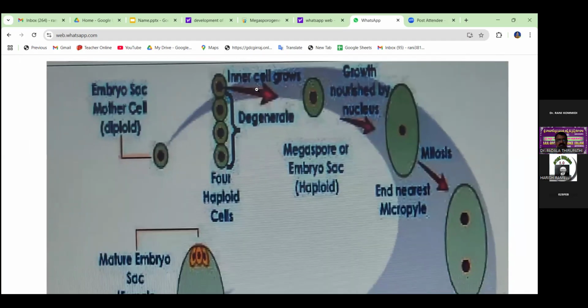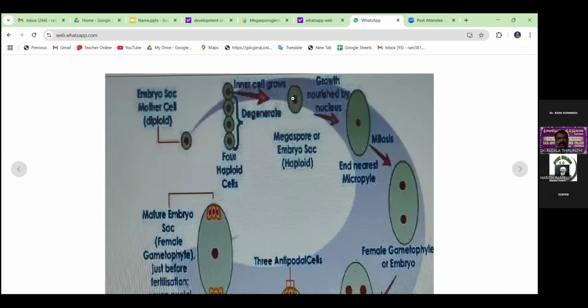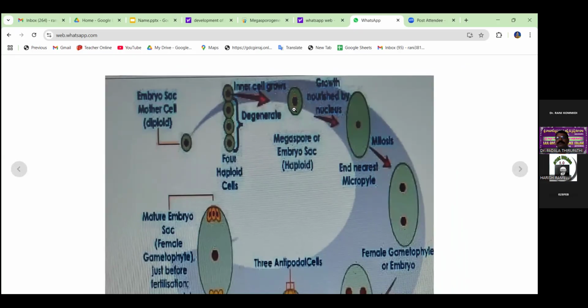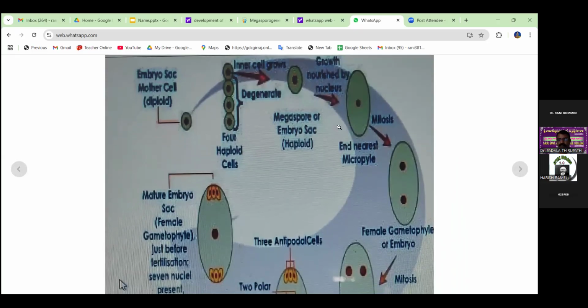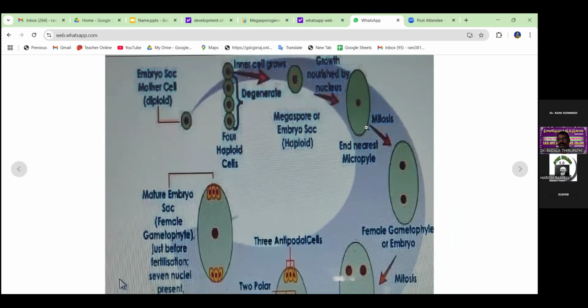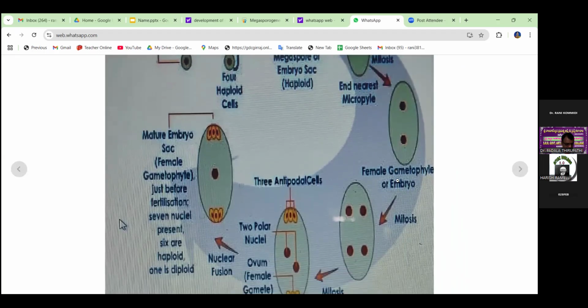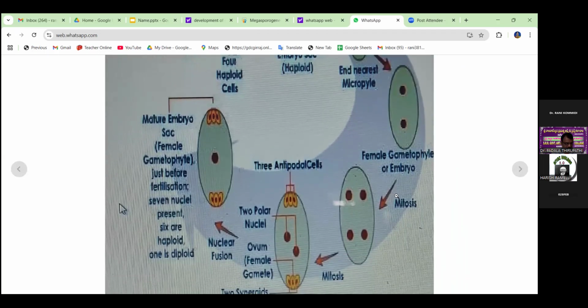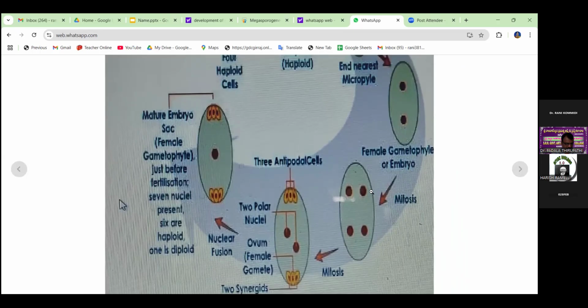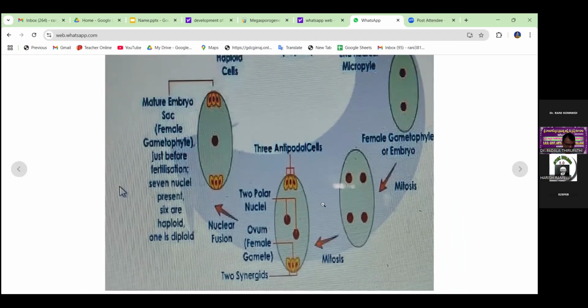So this is the complete functional cell. The inner cell grows, and it will undergo continuous divisions. The growth is nourished by the nucleus, undergoes mitotic division, and enters nearest the micropyle. So this is the female gametophyte of the embryo, mitosis. 4-celled stage: 1 becomes 2, 2 becomes 4, 4 becomes 8. So 4 to 8.